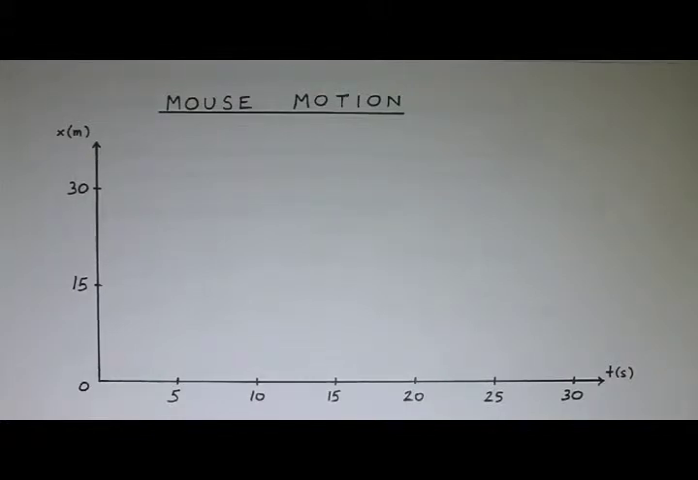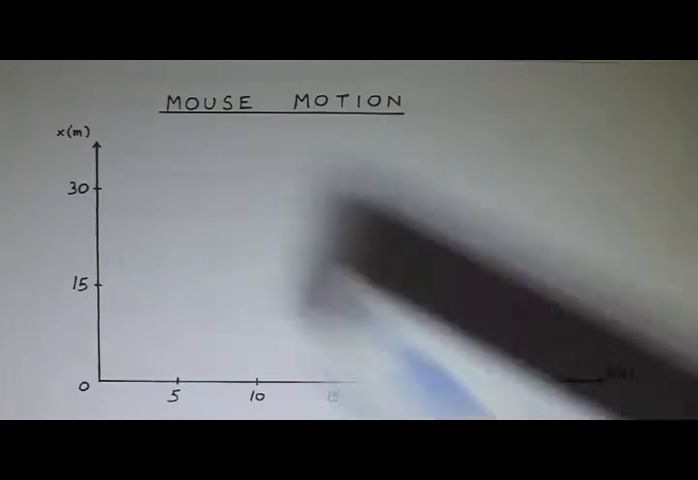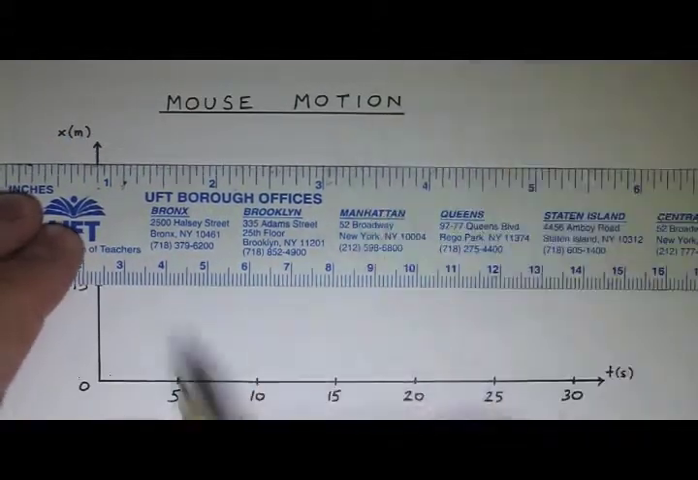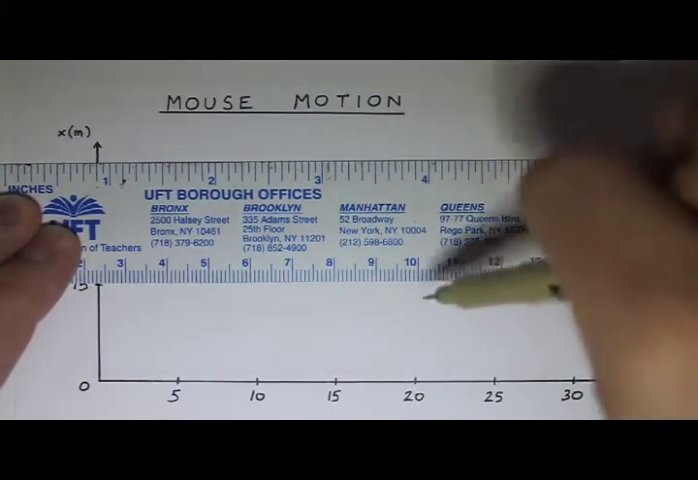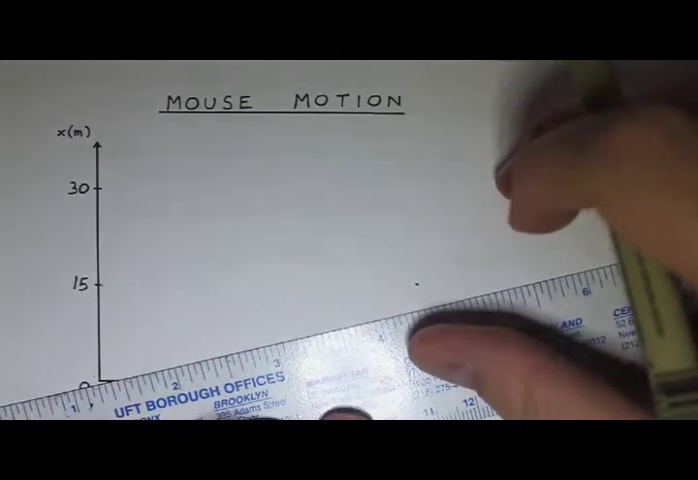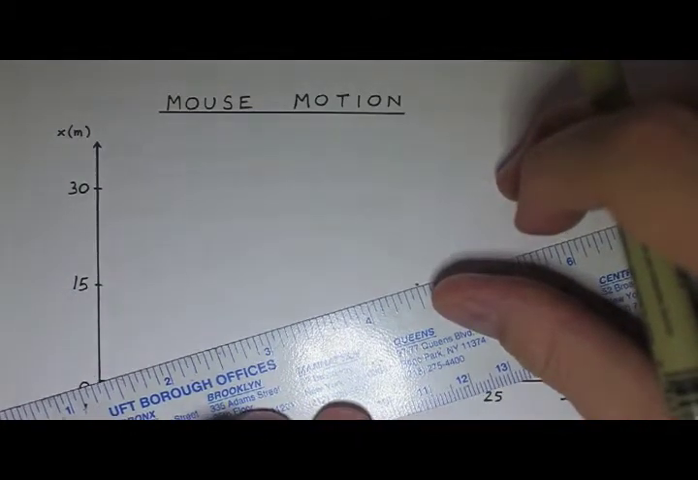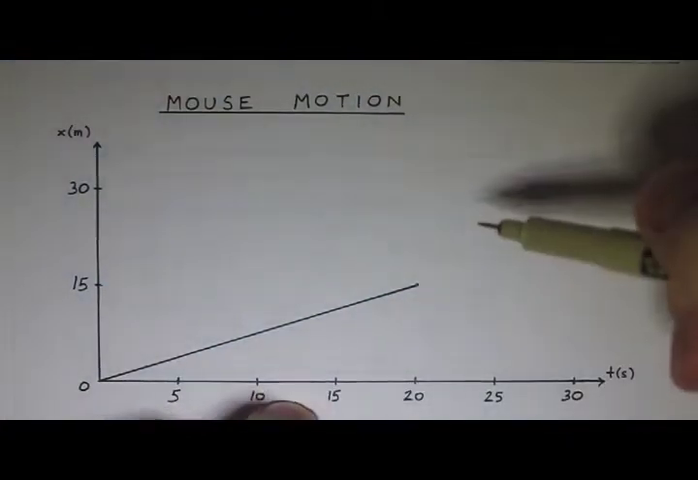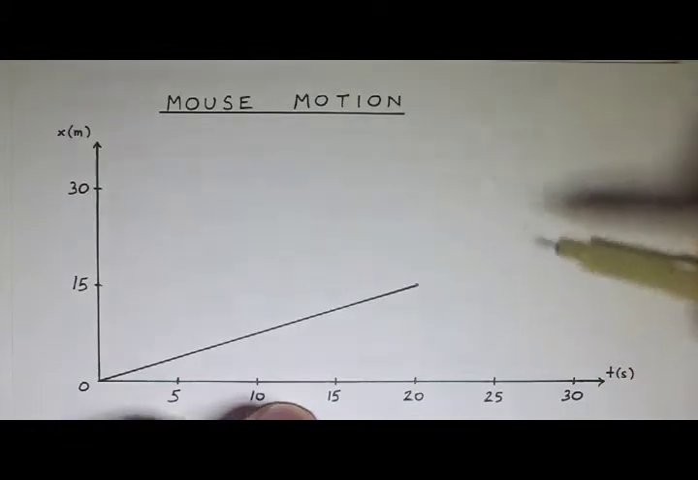So I know that the first 15 meters, it took him 20 seconds, and he was going at a constant rate. So it's going to be a straight line. So make sure I get the right point here. So if this is 15 meters right here, there's 15 meters, and there's 20 seconds. So I'll put a little dot right there, and now I'll connect the dots. So he started at 0 meters at 0 seconds. There we go.